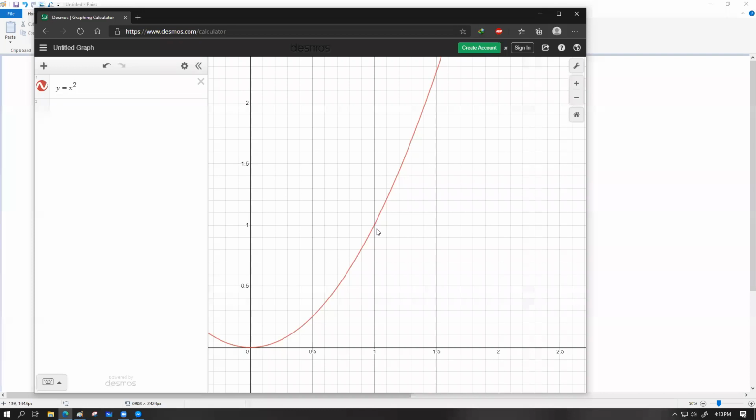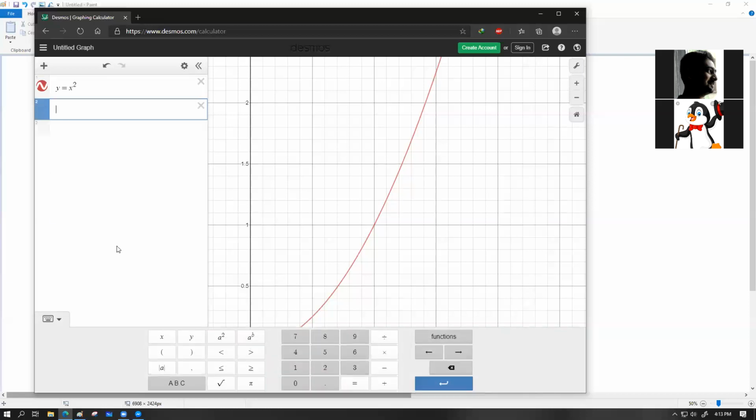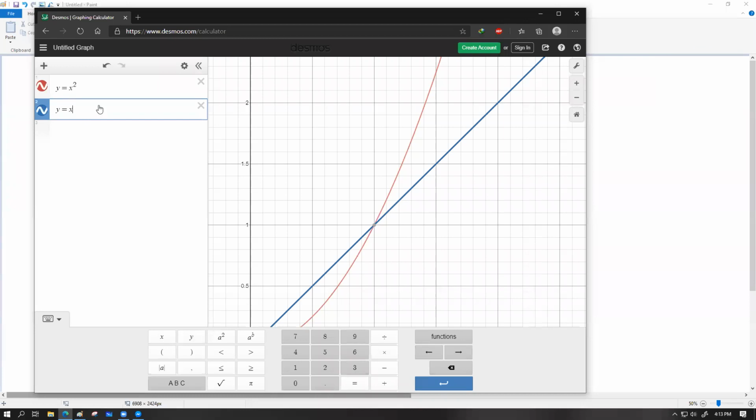Now, because I want to give you a respective idea, for the sake of easy understanding, I'm going to plot a graph of y equals x here, because we need that graph. I'm going to put it on top.